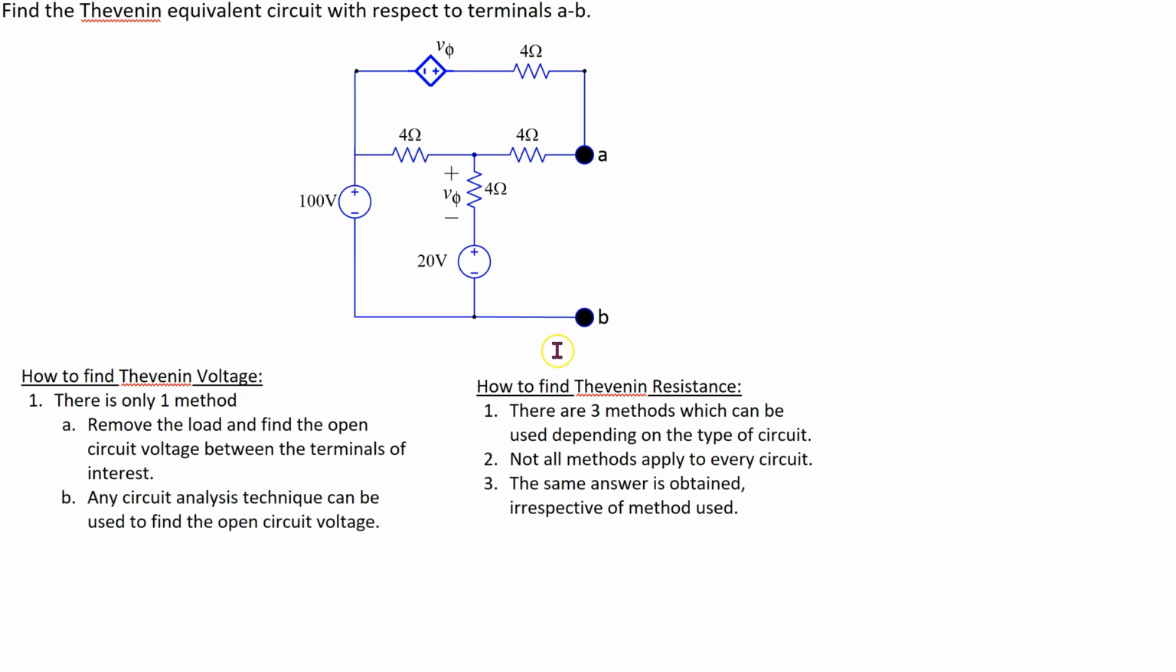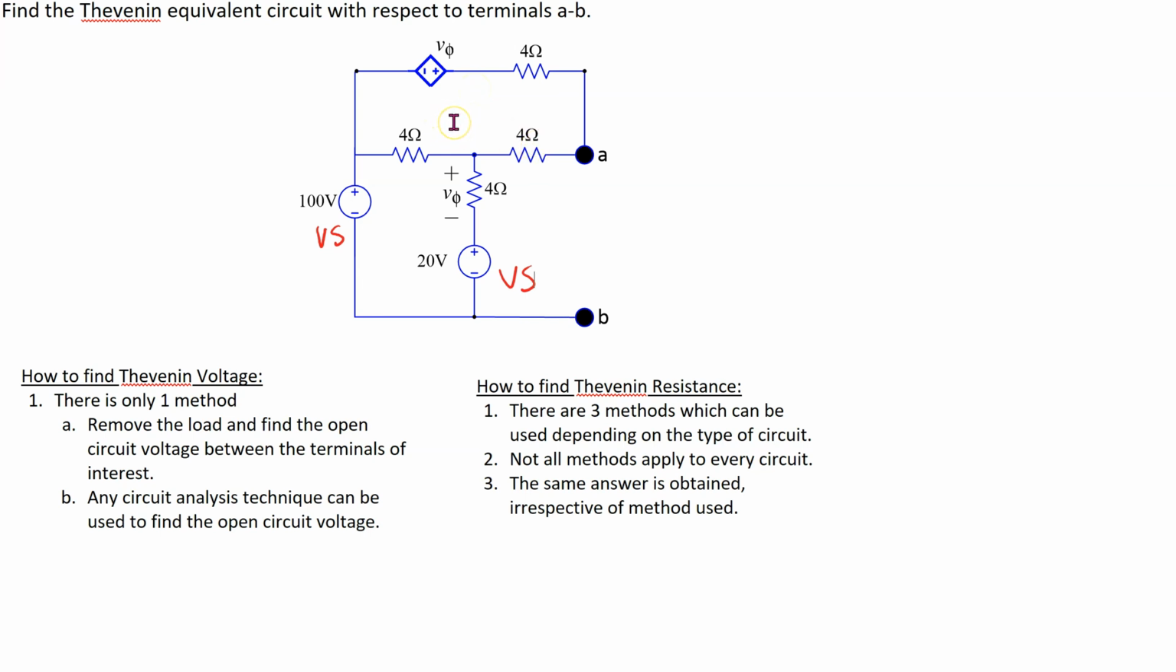In this example, we will look at how to find the Thevenin equivalent of a circuit containing both independent and dependent sources. In this given circuit of interest, the load resistor is already removed and the terminals of interest A and B are marked. We can see that this circuit has two independent voltage sources, and then this is the dependent source in the circuit.